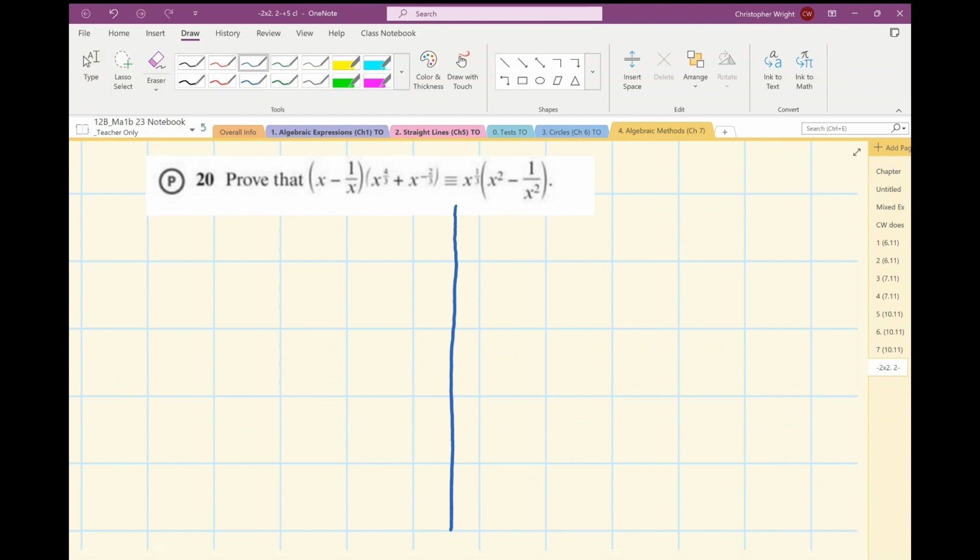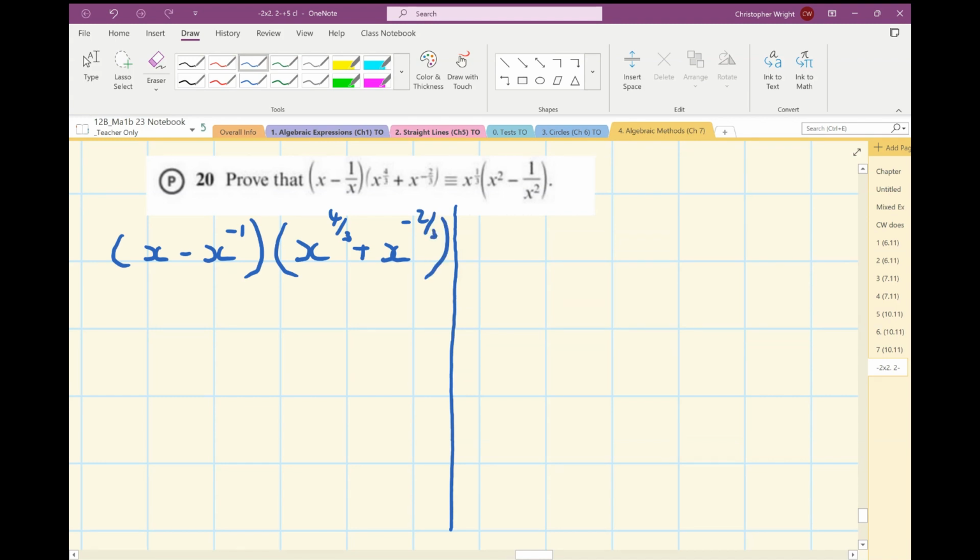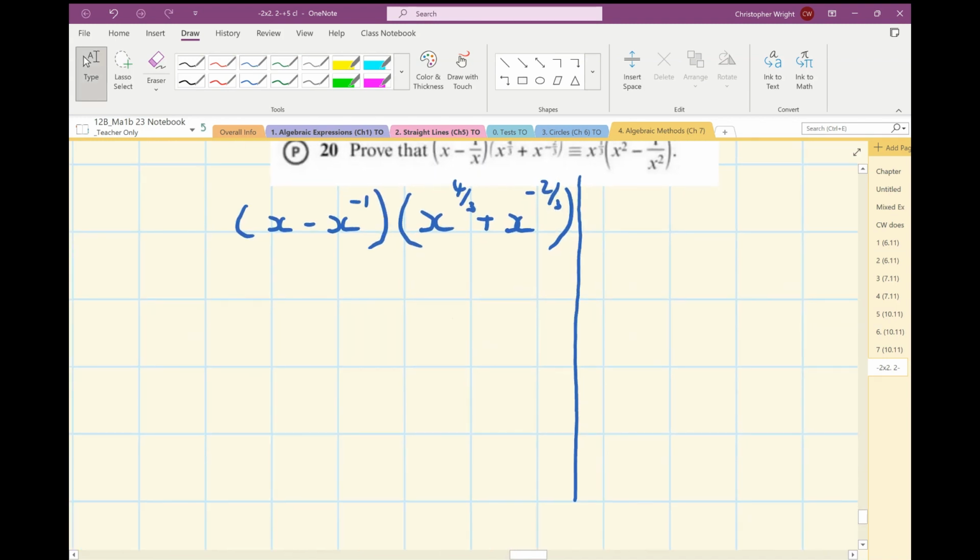So I'm going to manipulate the expression on the left here. Before I start, I'm going to write everything in terms of indices, in powers. So I'm going to write that first bracket as that, and the second bracket is already written using index notation. Right, so I'm going to multiply out these brackets now. Am I going to add the powers, of course? So x times x to the power of 4 over 3 is x to the power of 7 over 3.